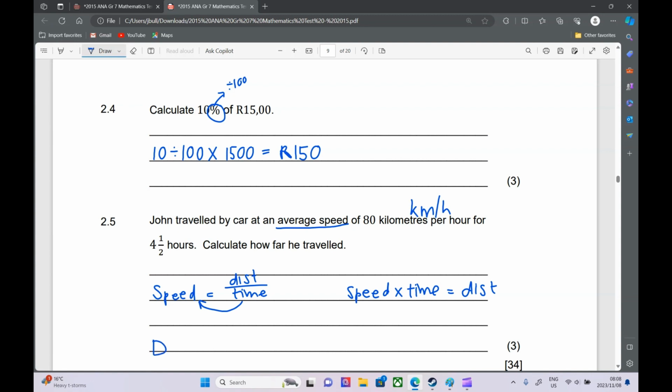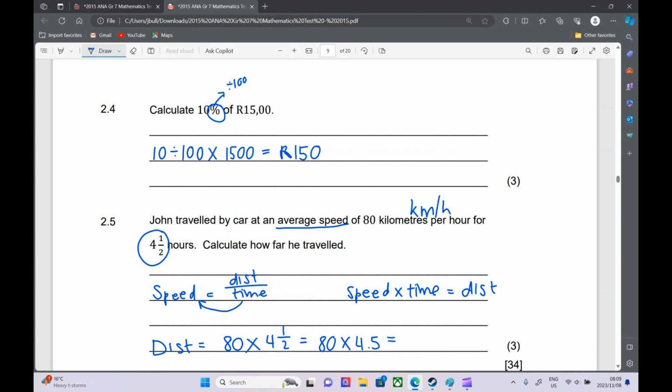So distance, that's what we want: how far did he travel? Our speed was 80 kilometers, and then we are timesing that by our time, which is 4.5 hours. We can put it in as 4.5 because we have calculators, but I would rather write 4.5 as a fraction, just because the calculator generally likes that better. And then we just put that in.